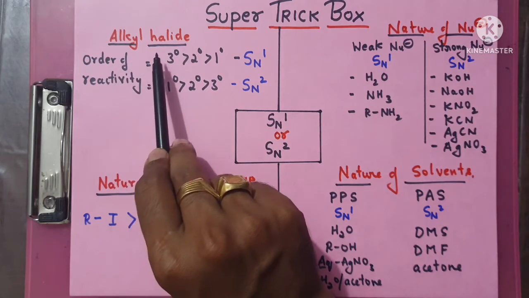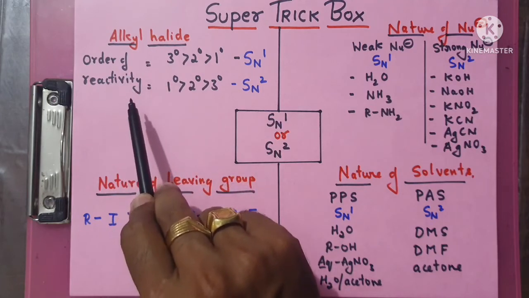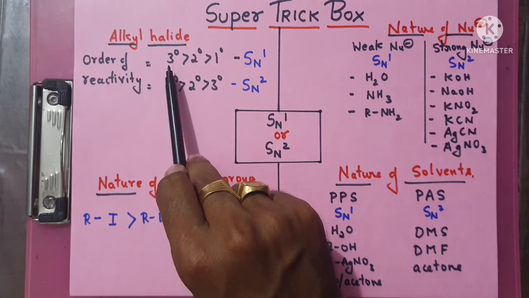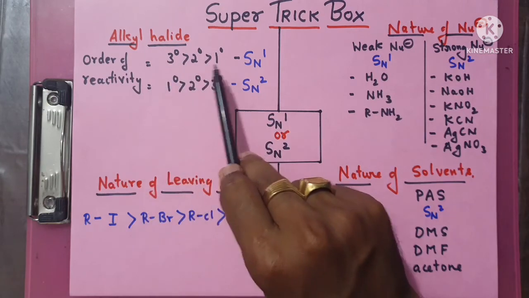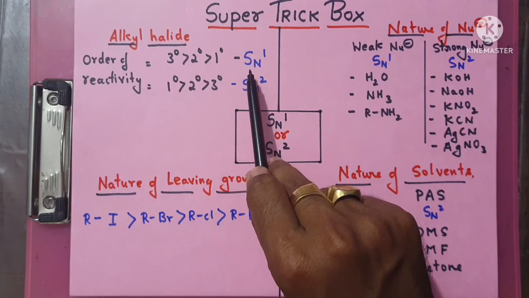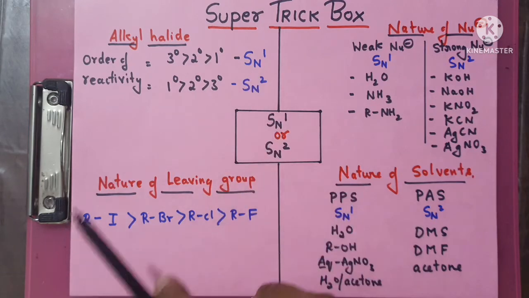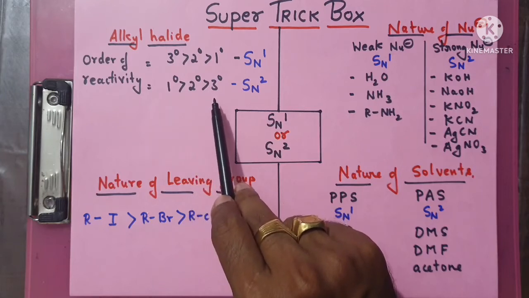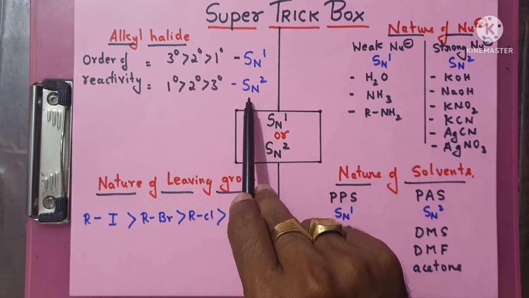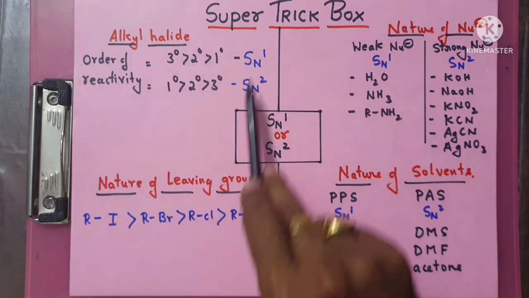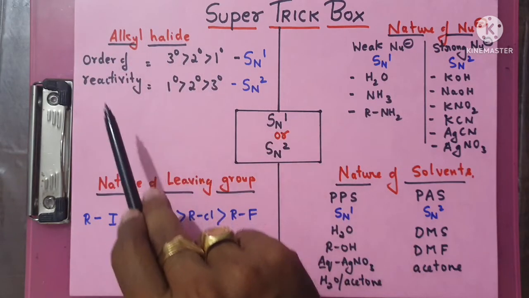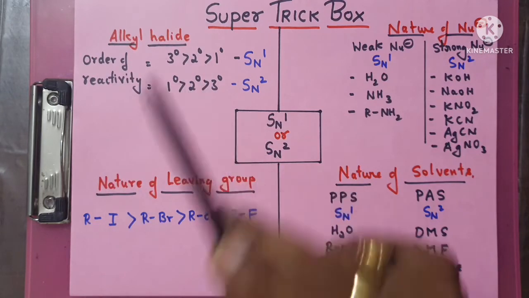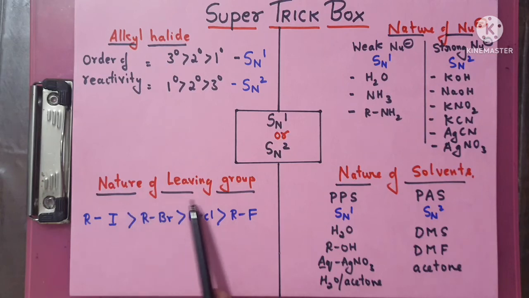First one, we have alkyl halides. About this, I know very well that you already have good information that the order tertiary, secondary and primary alkyl halide is mainly preferable for SN1 mechanism. The other one, primary, secondary, tertiary, is mainly preferred for SN2 mechanism. Based on this alkyl halide, I am going to explain many of the main concepts and different examples also. Let us go for the next one, that is the nature of leaving group.